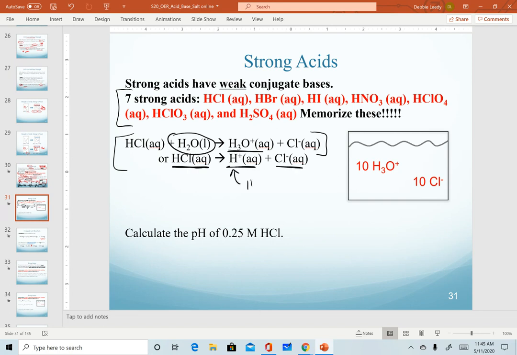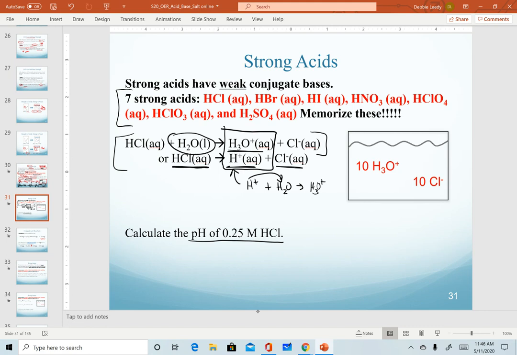Remember, previously I mentioned that if I have H+ in water, that H+ is technically going to attach to water and will end up forming hydronium ion. But for purposes of calculations, H3O+ is considered equivalent to H+. And so our question down here now is to calculate the pH of 0.25 molar HCl.